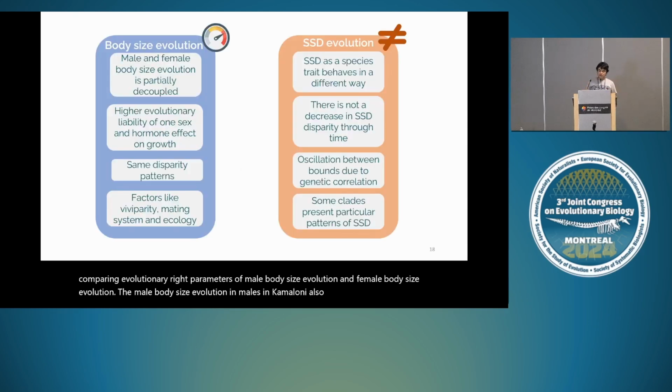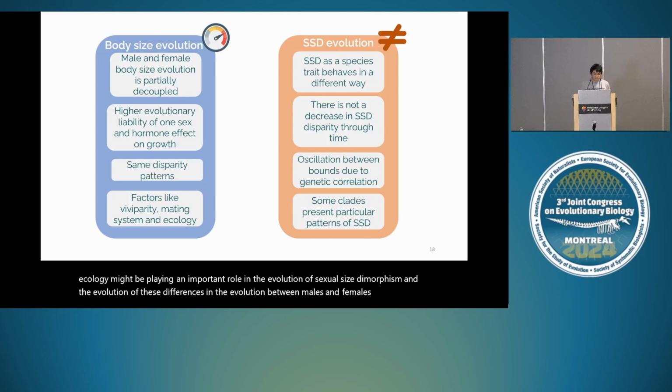So my takeaway message is that body size evolution of males and females is partially decoupled. They evolve in similar ways, but at different paces. Also, these differences are possible because one sex is having higher evolvability, possibly by, for example, hormone effects on growth. The disparity patterns are the same because they are basically the same trait. And factors like viviparity, mating system, and ecology might be playing an important role in the evolution of sexual size dimorphism and the evolution of these differences between males and females.